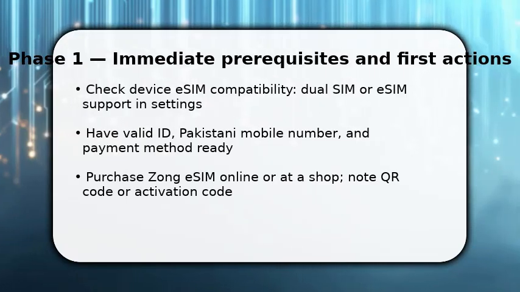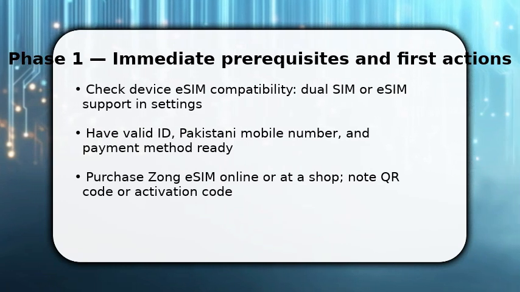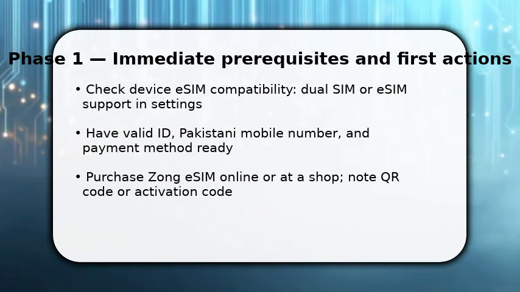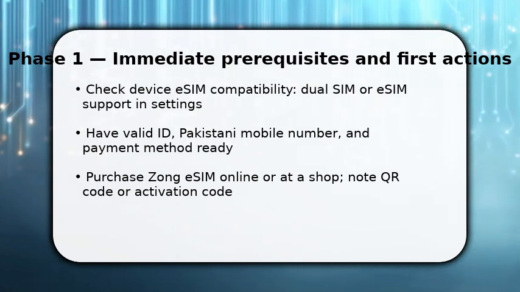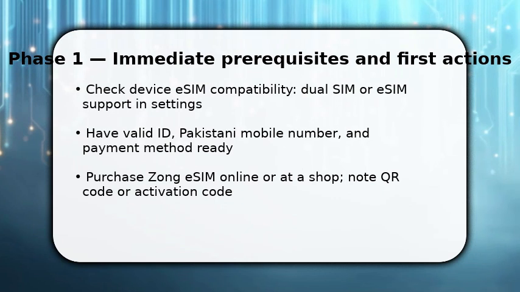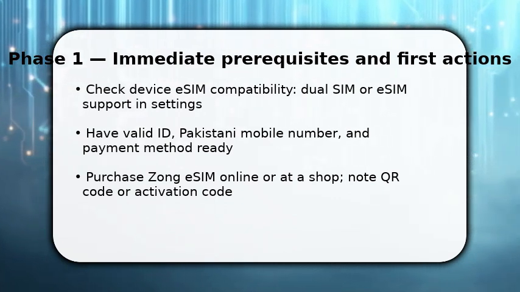You start by confirming your phone supports eSIM. Open settings and verify eSIM or dual SIM. Once done, make sure you have your ID, local mobile number, and a payment method ready so activation won't stall.